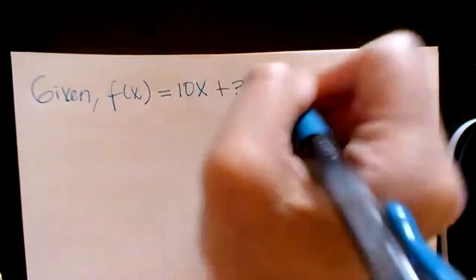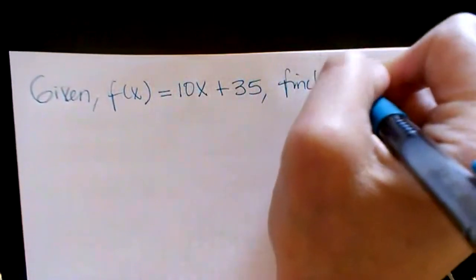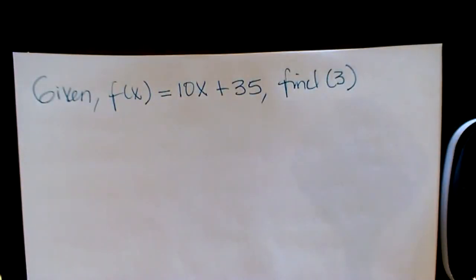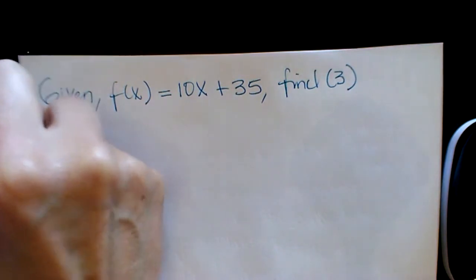So this is how every evaluation problem works. So we have f of x equal to 10x plus 35. And it says find when x is equal to 3, for example. So this means later I found out that I used 3 gigabytes of data that month. So let me write that down here.